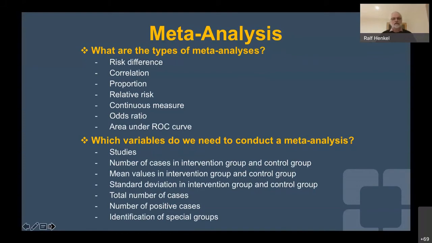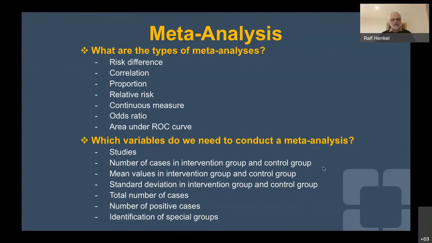But what types of meta-analysis are available? Again, it depends on the studies and what kind of variables they included. It can be a risk difference, excuse me, it can be correlations, proportions, relative risks, continuous measures, odds ratios, or even areas that occur from ROC curve analysis. And we need to include all these different variables from the different studies: the number of cases, the mean values, the standard deviations, and this is very important.